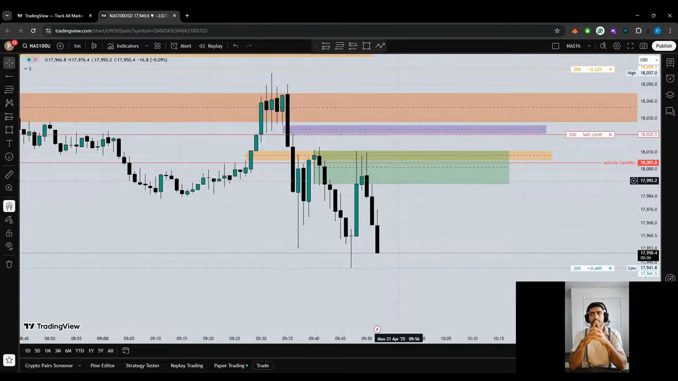Very nice. Really nice. It didn't close within that inversion and stayed below the consequent encroachment of that order block, that bearish order block.